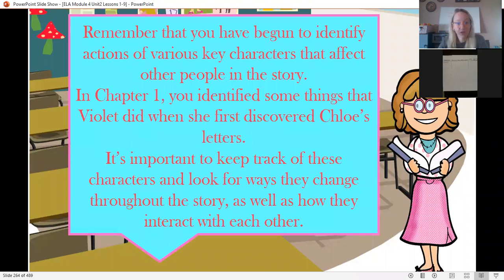Remember that you have begun to identify actions of various key characters that affect other people in the story. In chapter 1, we identified things that Violet did when she first discovered Chloe's letters. It's important to keep track of characters and look for ways that they change throughout the story, as well as how they interact with other characters. Remember, we're not just pleasure reading the book, we are using it to learn, but it's fun when the book is very enjoyable.